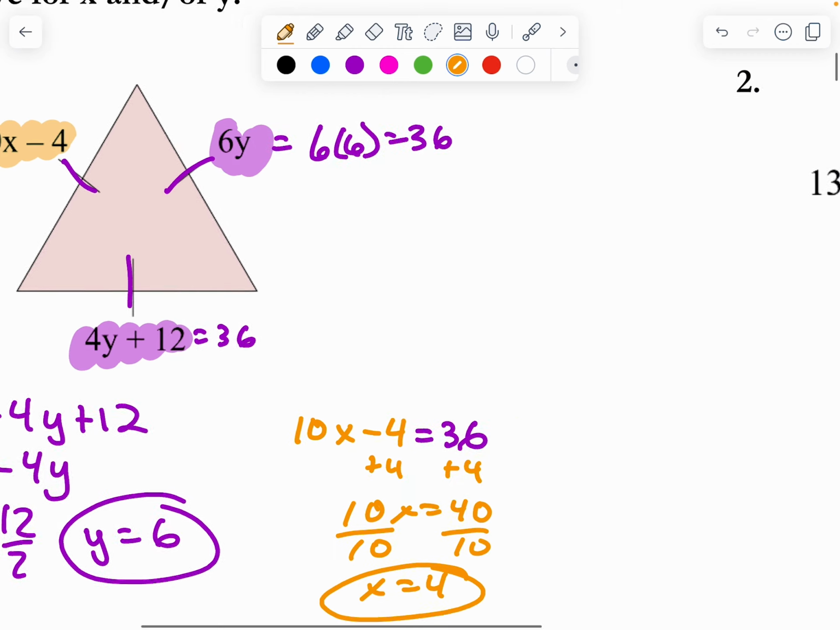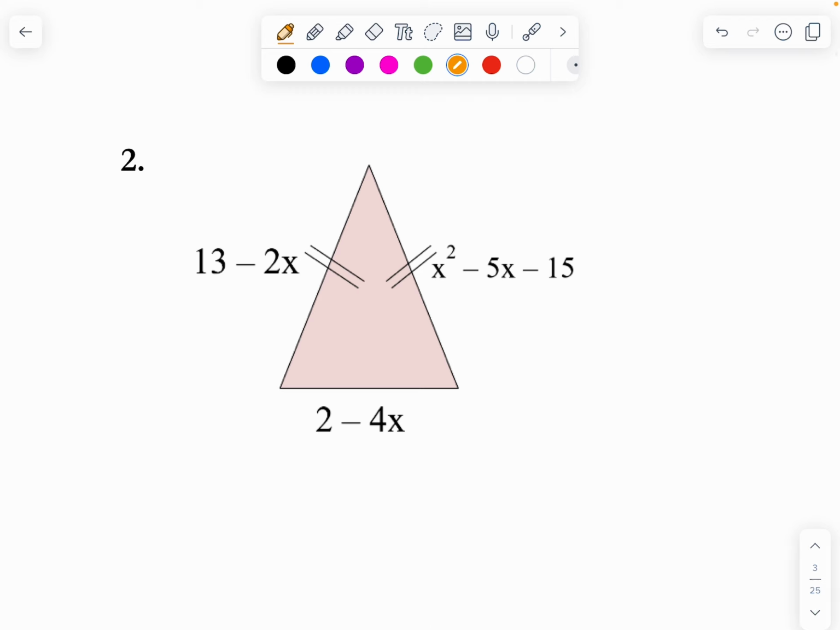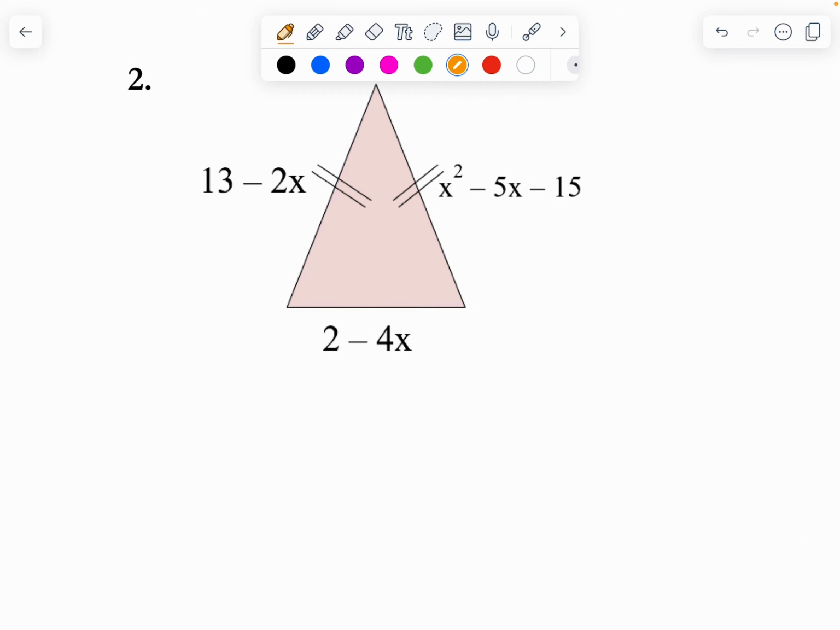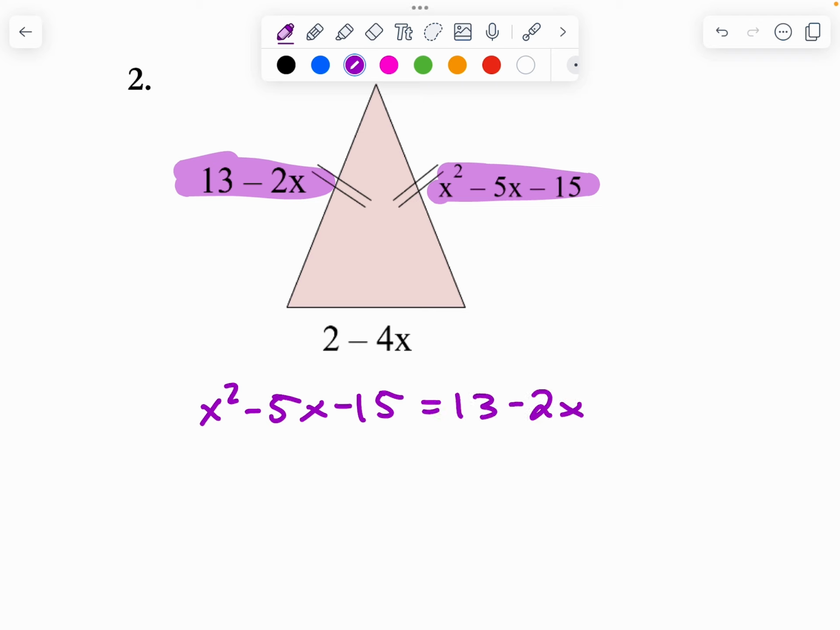Number 2 is an isosceles triangle. This is going to be a little bit more work. That's okay. I know that this side here is congruent to this side here. So let's set them equal to each other. I'm going to put the quadratic side first. So x squared minus 5x minus 15 is equal to 13 minus 2x. Now remember, whenever you have some quadratic like this, we do have to set one of the sides equal to 0. So I'm going to go ahead and subtract 13 and add 2x so that all this just becomes 0.